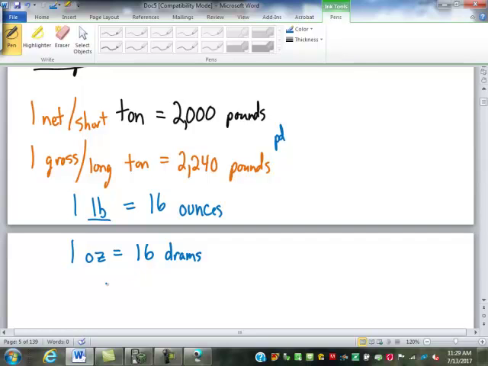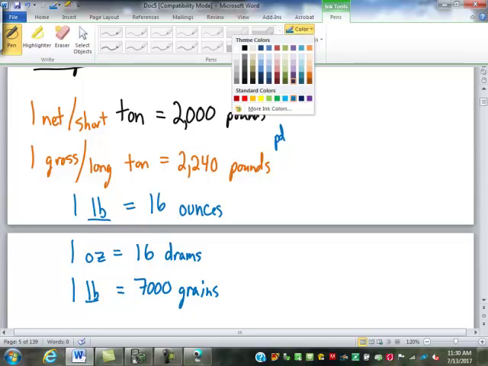Even smaller than a dram, there are grains. There's 7,000 grains in 1 pound. That was also used for measuring out medications, and for any of you that are into shooting and hunting, that's your gunpowder and stuff for your shells. There are other units in there like stones and hundredweights and stuff like that that really aren't horribly important.